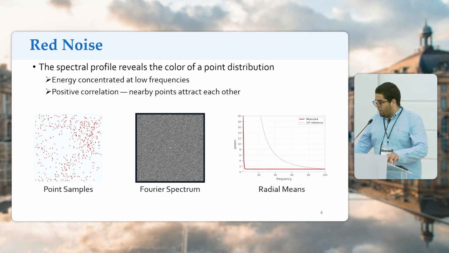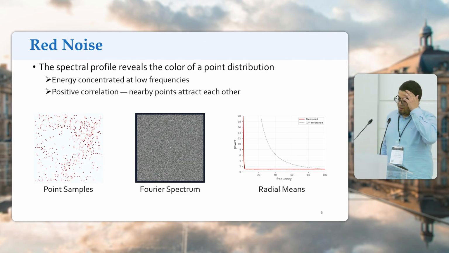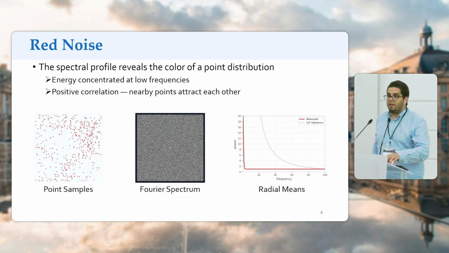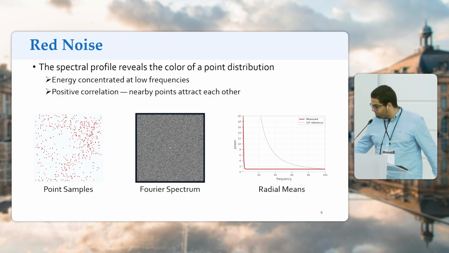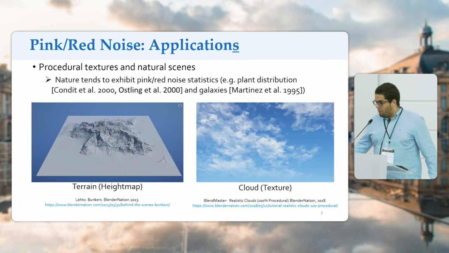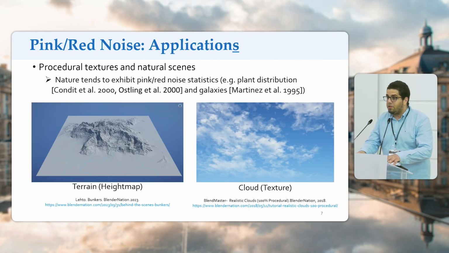Less well known in graphics is the red noise, but in this case, it's the opposite of the blue noise. So you have the energy concentrated in the low frequency, and that means that we have a positive correlation. So nearby points attract each other. Red noise is very interesting. It's not only a mathematical curiosity, but it's a distribution that has been found to describe the distribution of planets or even galaxies. So it's well known. It's very practical when you want to do procedural generation for natural phenomena.